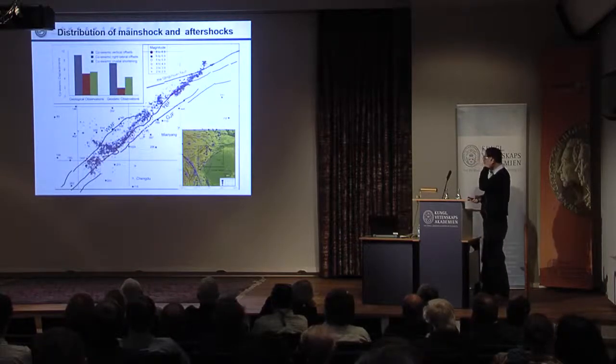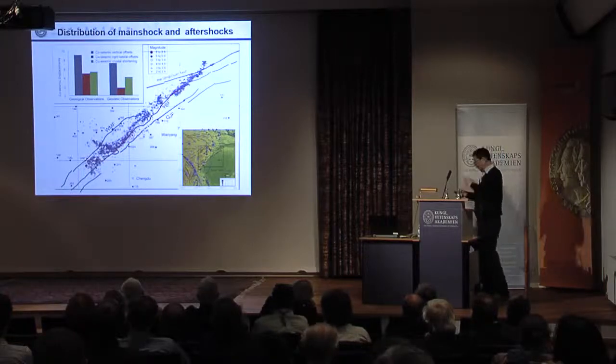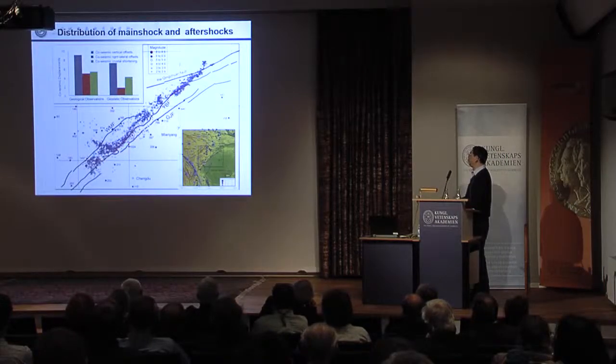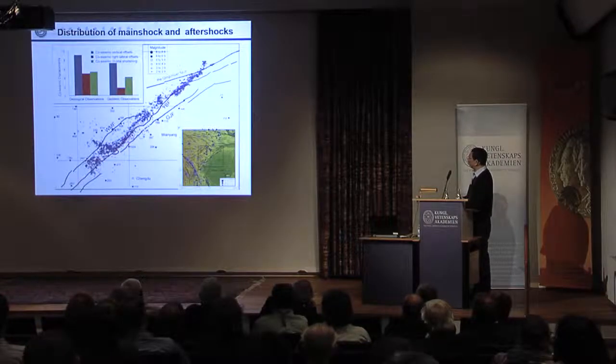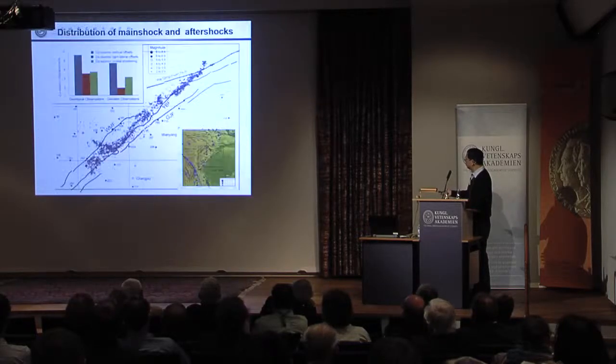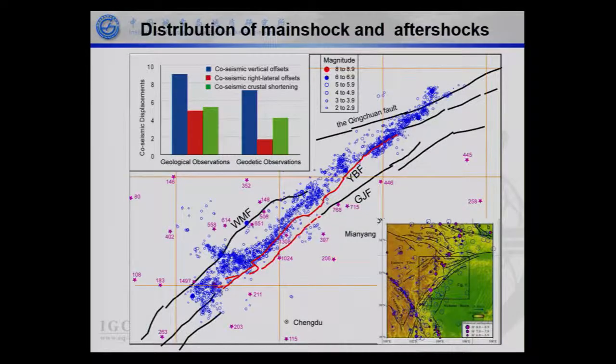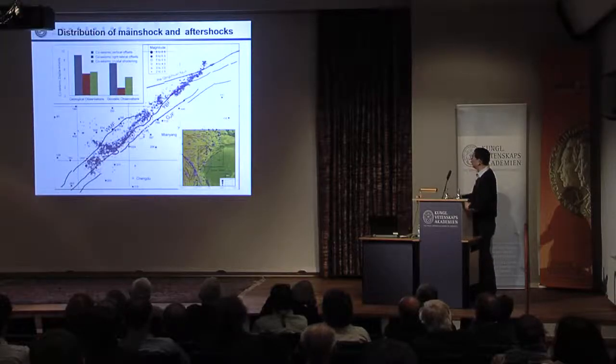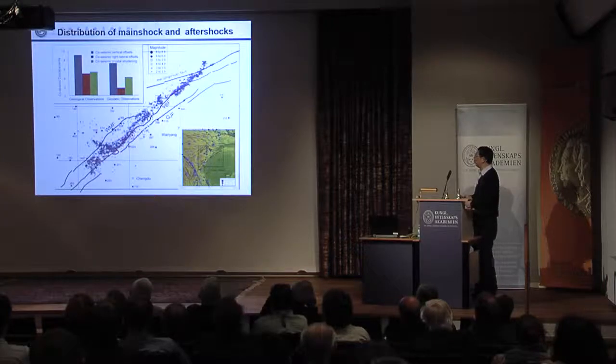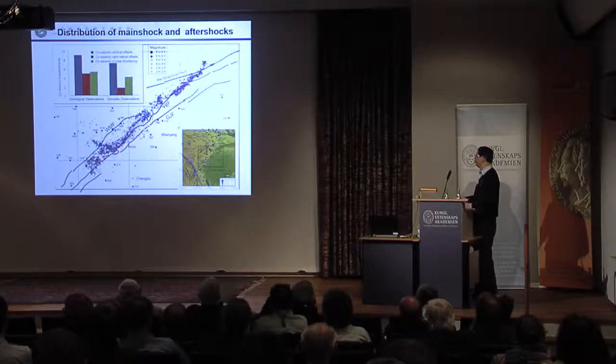And the most prominent feature of the co-seismic deformation is narrowly distributed co-seismic deformation. This is the rupture and the aftershocks for the first 6 months, because aftershocks decay very rapidly. So we think the first 6 months of earthquakes represent the significant deformation associated with the earthquake.